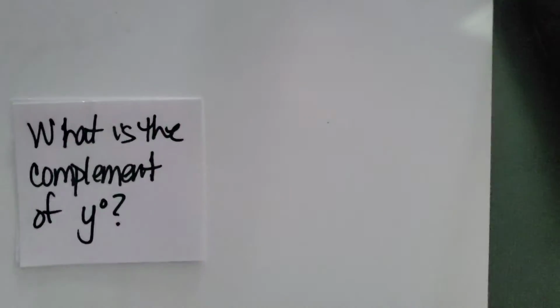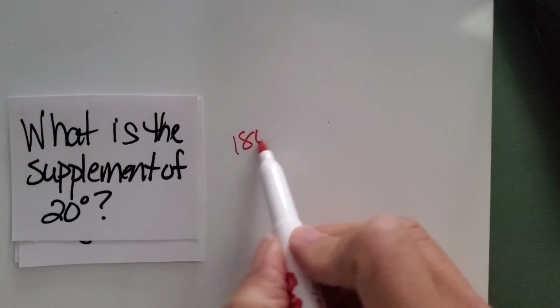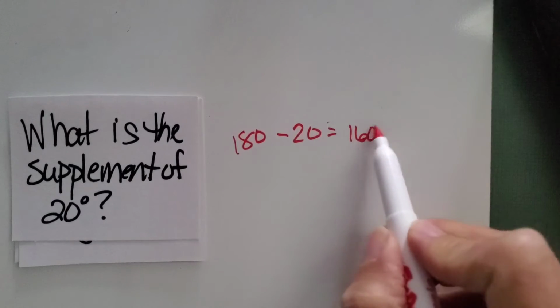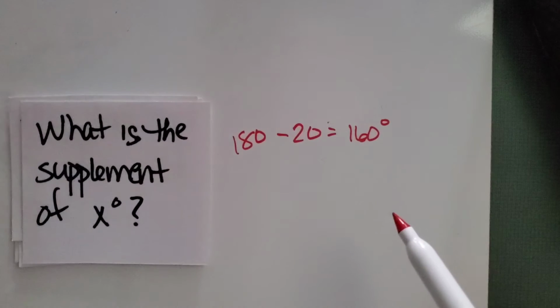Okay, so let's see if you can do this one. What's the supplement of 20 degrees? Now remember, supplement means two angles that add up together to get 180 degrees. So we're going to take 180 and we're going to subtract 20, and that gets us 160. So the supplement of 20 degrees is 160 degrees. So then what would be the supplement of x degrees?